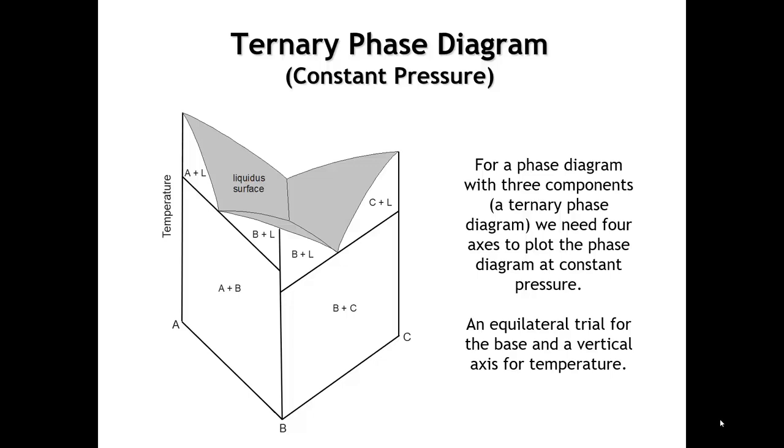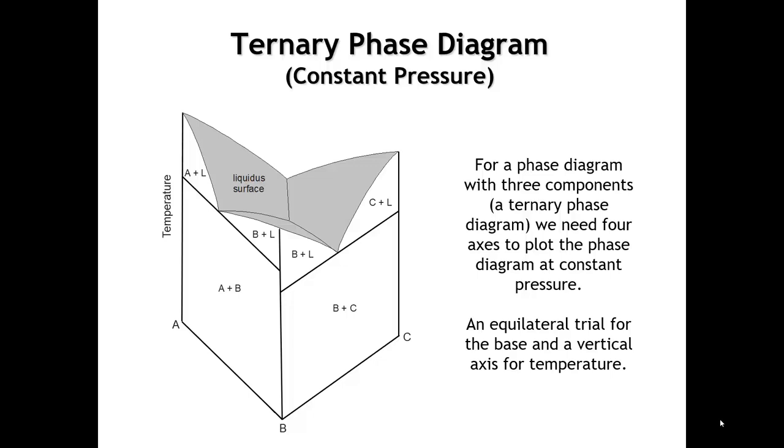So if we wanted a complete ternary phase diagram, we'd have to have three axes for the composition, one axis for the temperature, and one axis for the pressure. Okay, and so plotting things in five dimensions is not easy. Now, if we were to simplify it a little bit and say, let's hold it at a constant pressure, we could capture a ternary phase diagram in a three-dimensional plot as shown here.